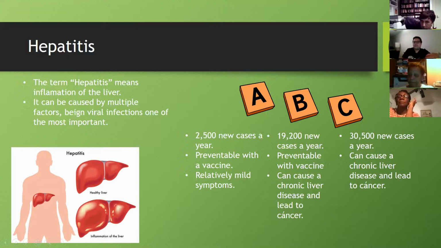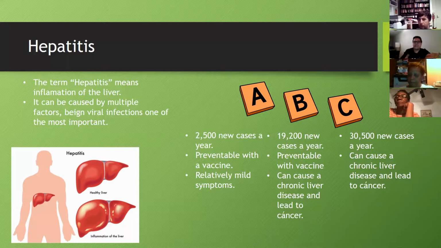Basically, Hep A is not that common in the United States anymore. There are still some cases, about 2,500 new cases a year, and I guess it's important because there's a vaccine to prevent it. And that's one of the reasons why it's not so common in developed countries, let's say.